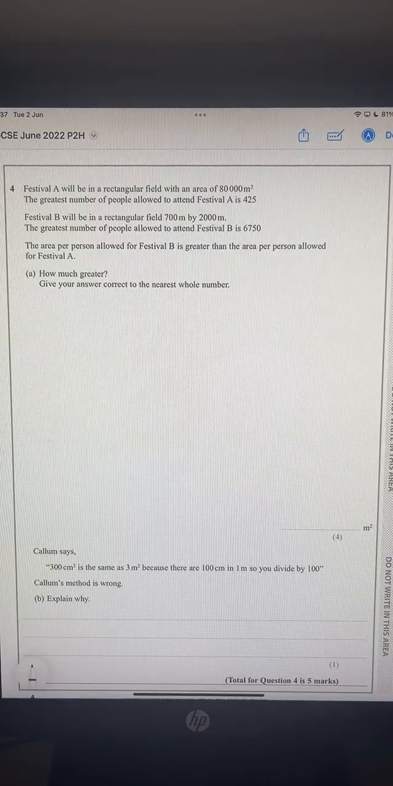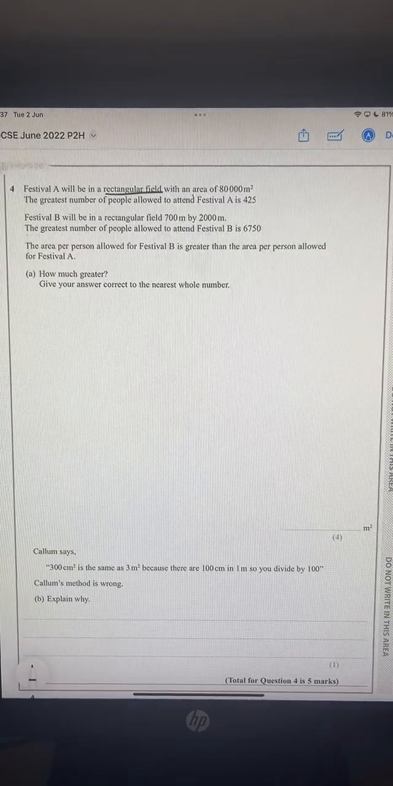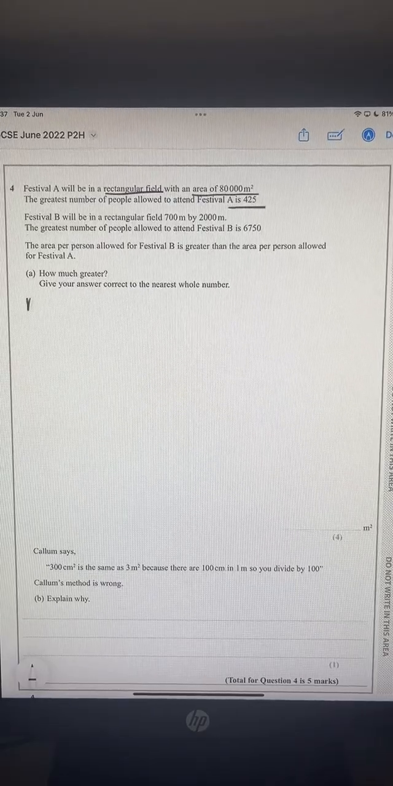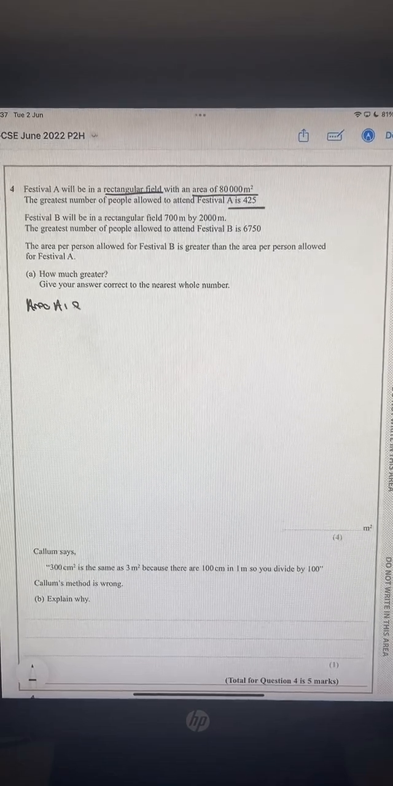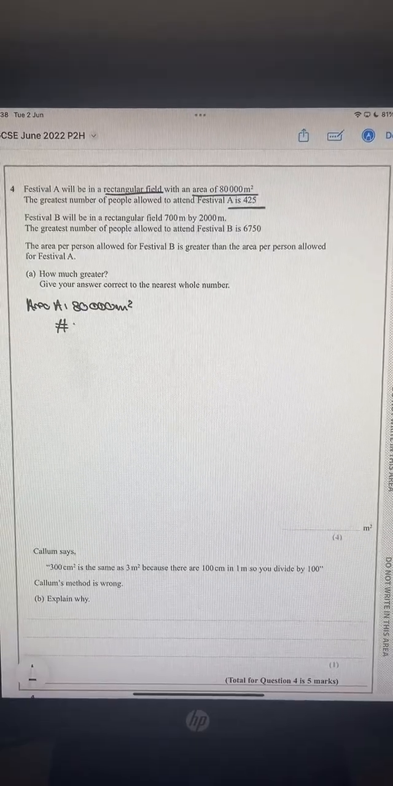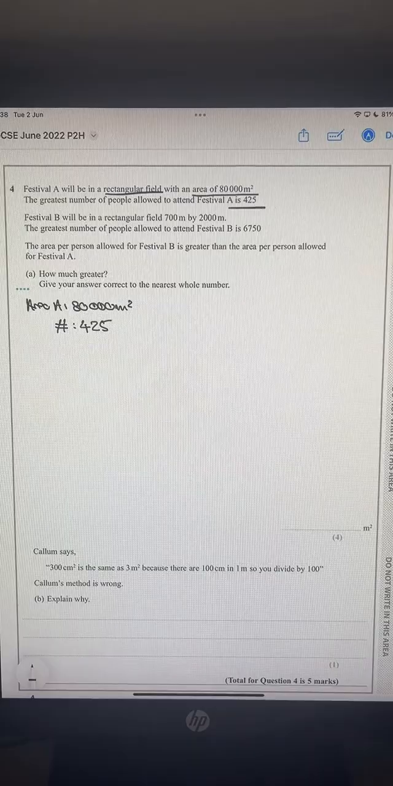It's not as bad as it looks, just a lot of words. So we're going to turn those words into numbers. Festival A will be in a rectangular field with an area of 80,000 meters squared. The greatest number of people allowed to attend Festival A is 425. So the area of A is 80,000 meters squared, and then the number of people is 425. I've just written down the numbers from the text.